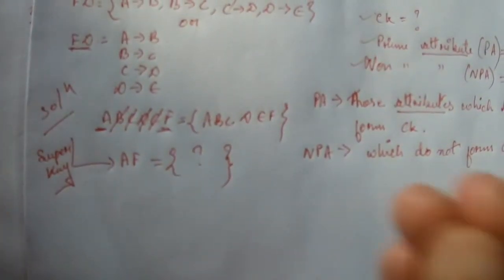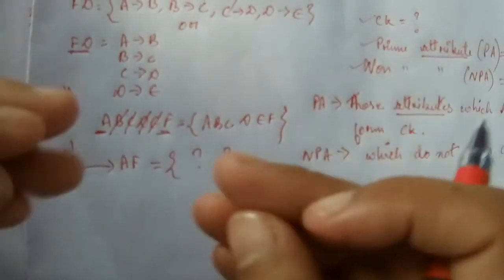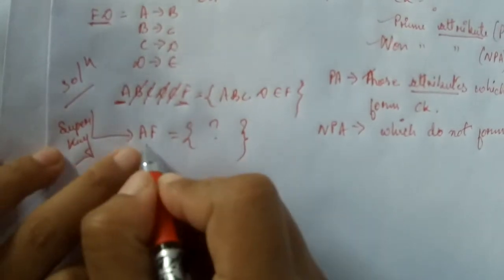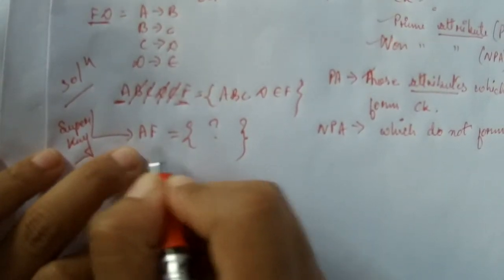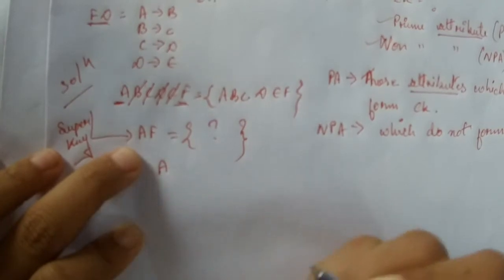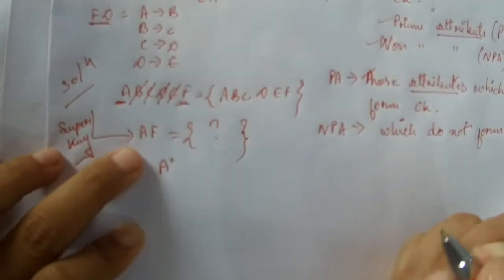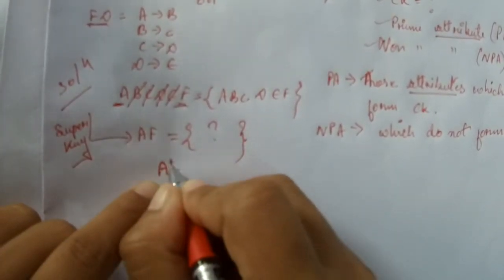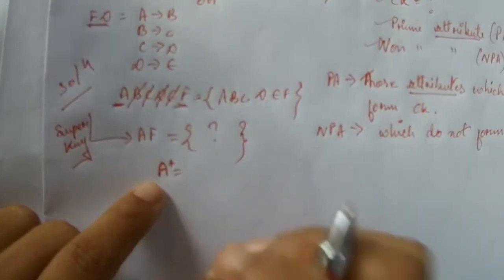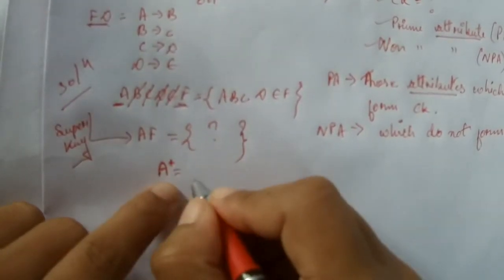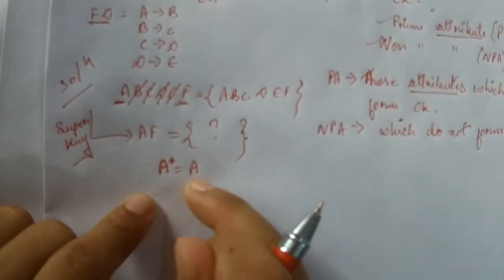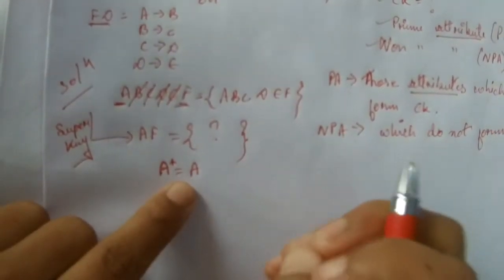Okay, so we'll find the closure of the attributes individually, and let me show you how to find the closure. Here you see we have two attributes, A and F, so we will write it like that, A. So we'll find the A closure first. For A closure we will write A and then this symbol, which is the symbol for finding the closure. So A closure will determine A itself first, because of the reflexive property.